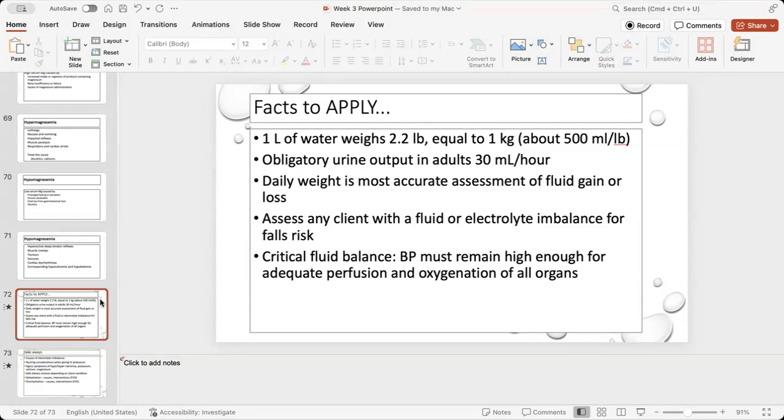Determine if the client is compensating. We'll talk about this more later, but what does compensation mean? Is the body trying to do what? What is the main goal of compensation? Equalize. We want our pH to go back to normal.